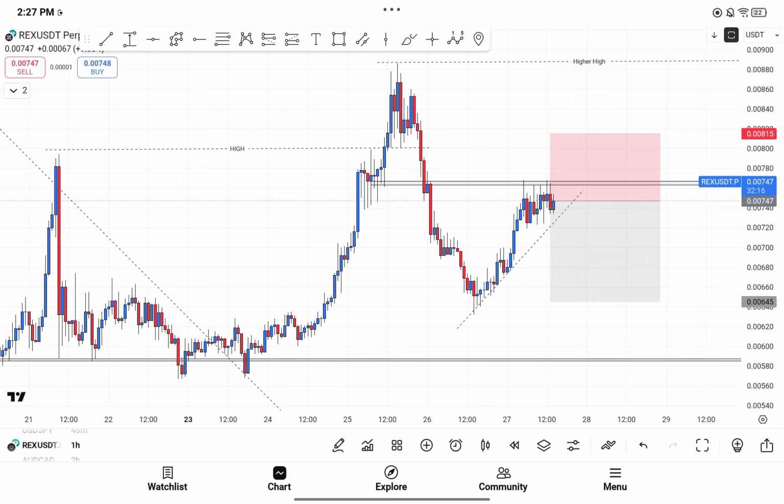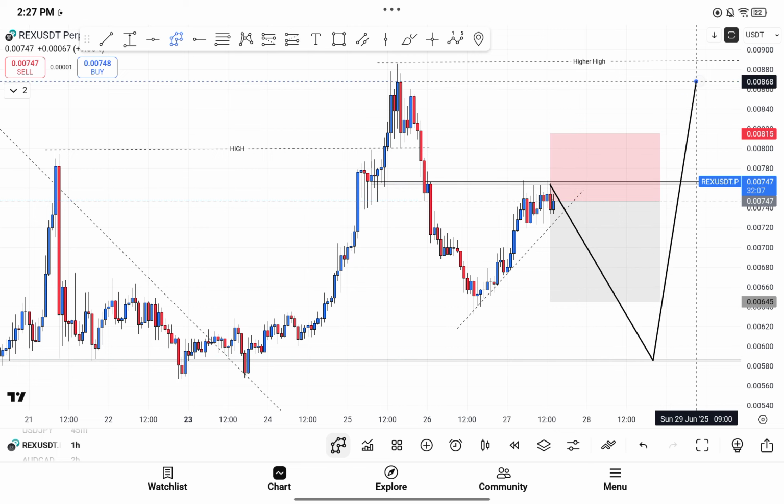But for long term, I'm expecting this market to make a pullback into this zone, into this level, possibly before the market makes a higher high.